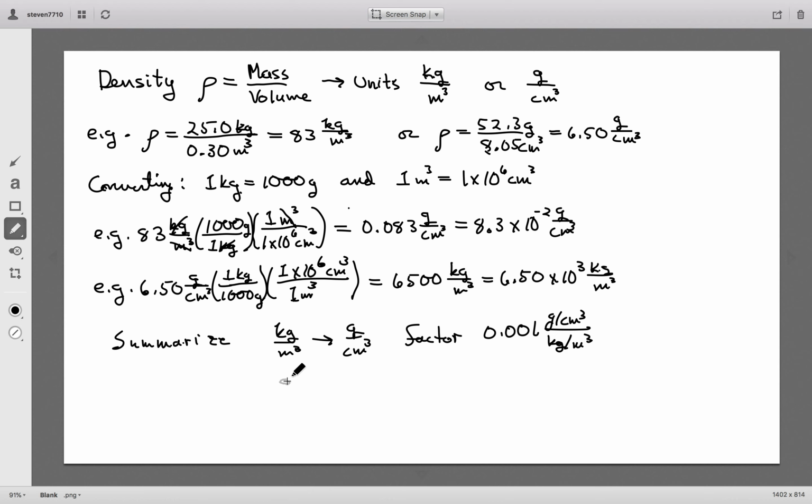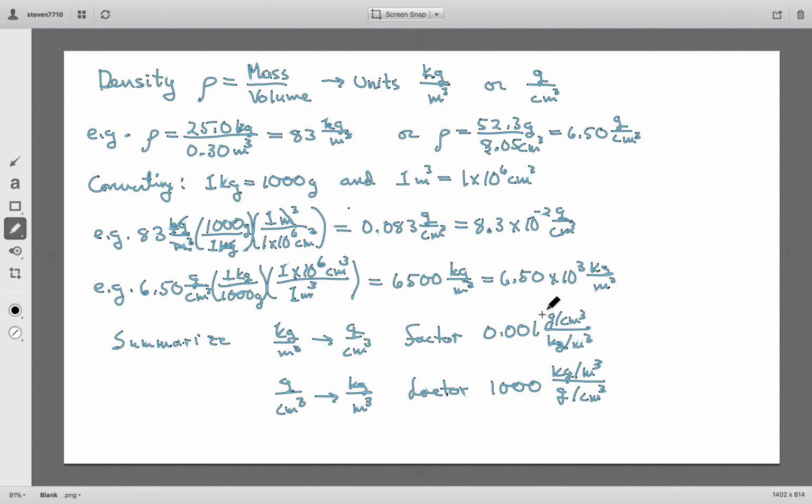Vice versa, if I want to go from grams per cubic centimeter to kilograms per cubic meter, then my conversion factor is 1,000 kilogram per cubic meter per every gram per cubic centimeter. And so if we start off with 6.50 gram per centimeter cube, multiply it by 1,000, we'll get our 6,500, and we'll get the cancellation of gram per centimeter cube and be left with kilogram per meter cube. So those are quick and dirty ways to convert between the two different units of density.